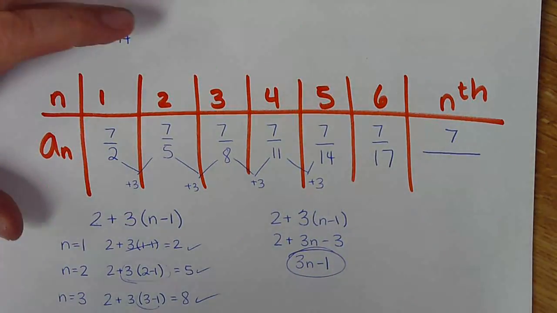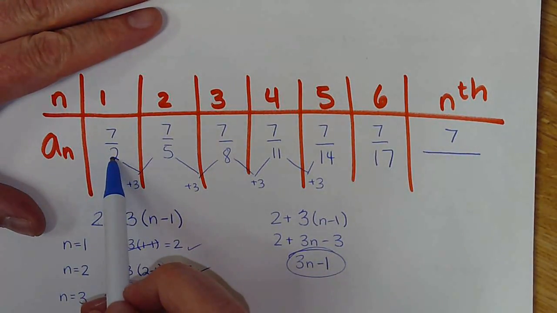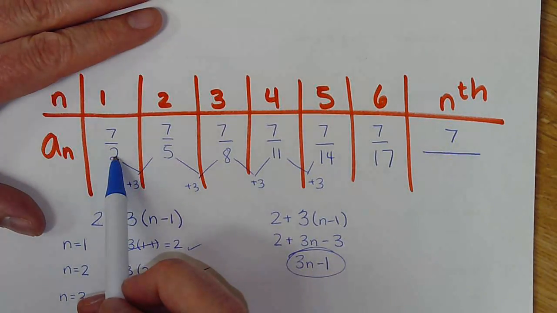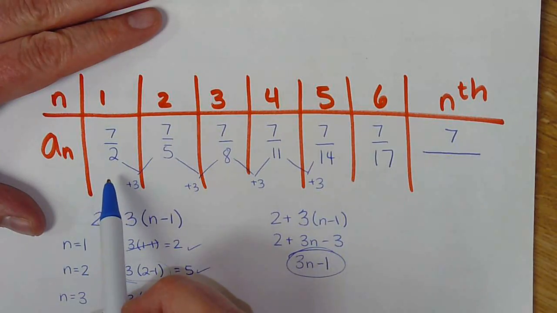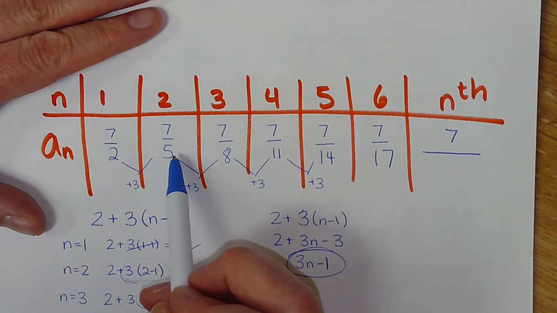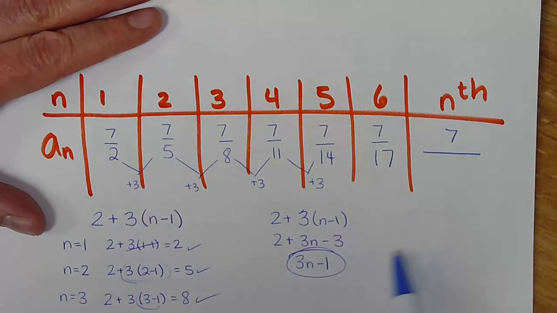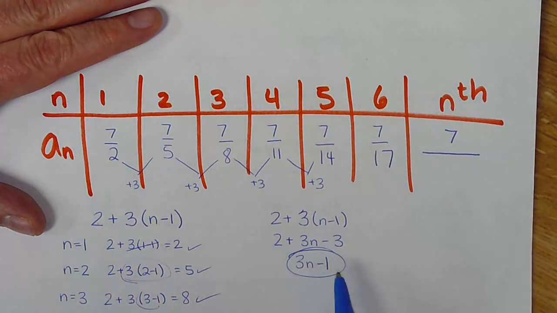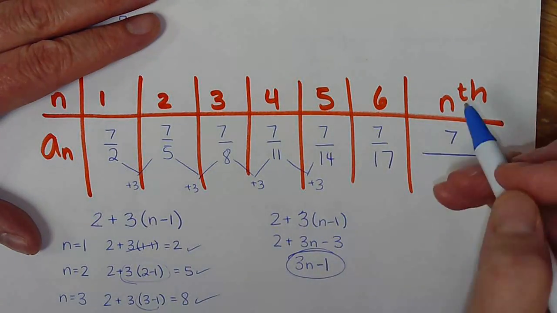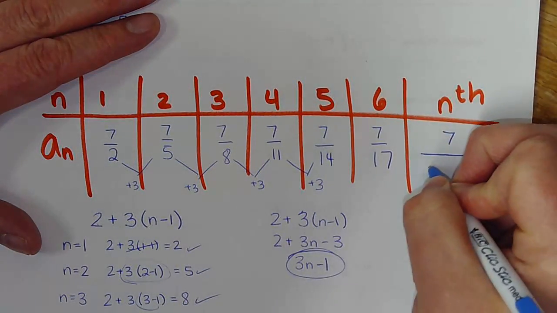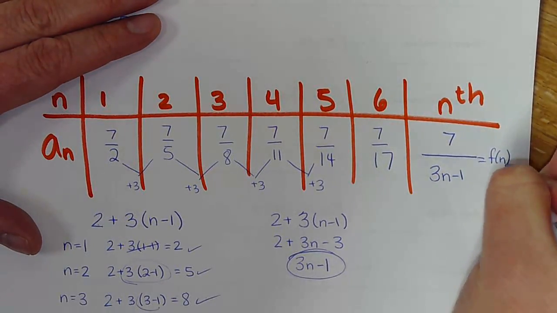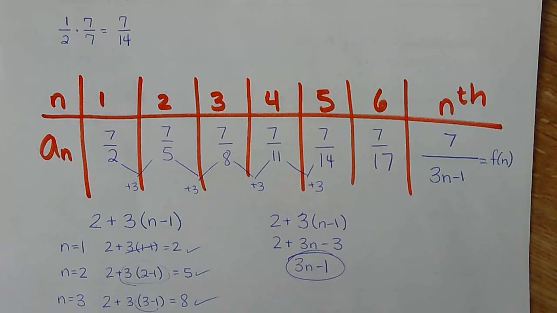So some of you may have been able to eyeball this and say, if I'm adding 3 each time, this is really 3 times 1 minus 1, which gives me 2. 5 is 6 minus 1, so that would be 3 times 2 minus 1. So some of you may have seen that this was 3n minus 1 to start with, and that's awesome. If not, this should give you a good roadmap for how to figure that out. So my nth term, my f of n formula, is going to be 7 over 3n minus 1.